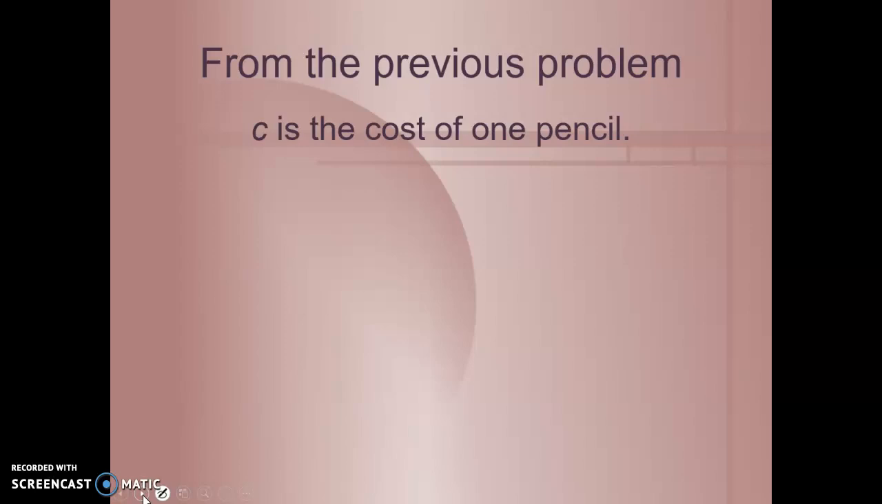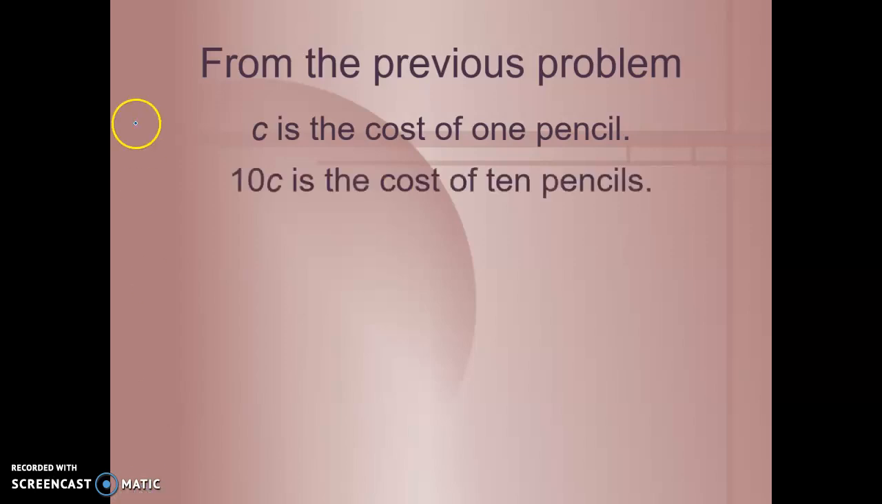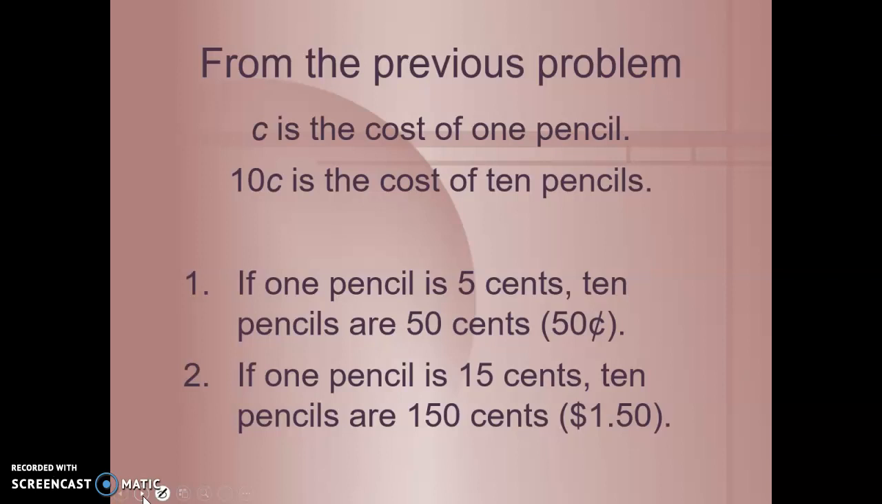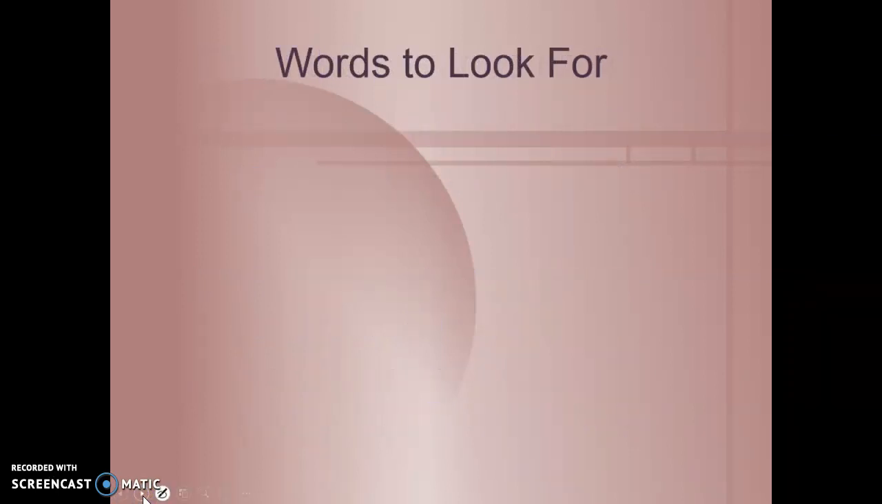So let's say that C is the cost of 1 pencil. 10C is going to be the cost of 10 pencils. In order to find the cost of 10 pencils, I need to know the cost of 1 pencil. If 1 pencil is 5 cents, then 10 pencils are 50 cents, because 10C, 10 times 5 is 50. If 1 pencil is 15 cents, then 10 pencils are 150 cents, or $1.50, because 10C, 10 times 15, is $1.50, or 150 cents. So you can see we use expressions in many real-world problems.